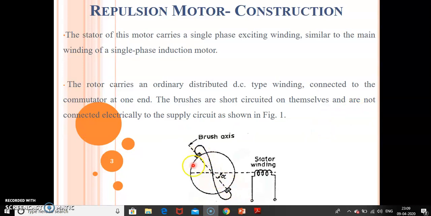So you can see that the rotor is not connected to the supply, and brushes are short circuited by themselves, and the armature of this machine is not connected to any AC supply.